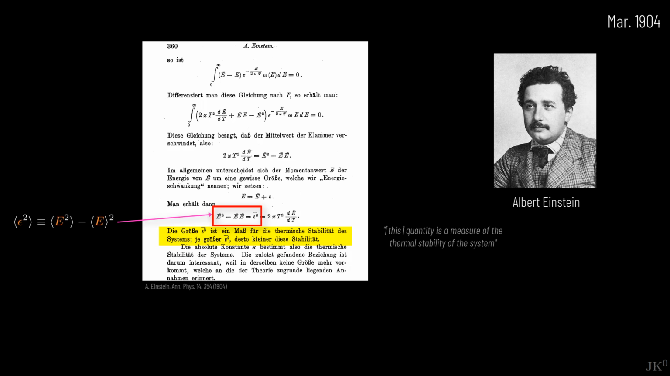Physicists call this quantity the fluctuation because it measures deviations around the average energy. This is the most remarkable finding by Einstein prior to 1905. Let me show you what Einstein found.